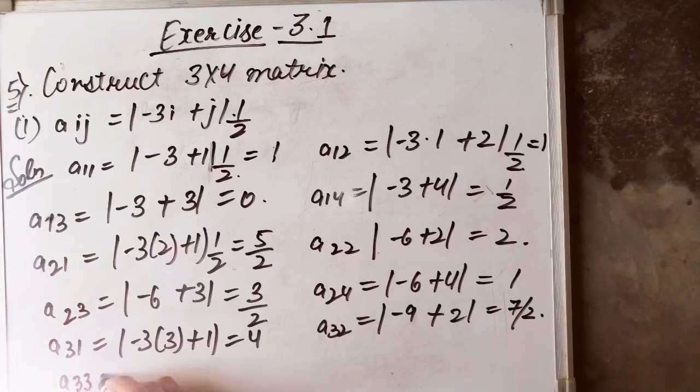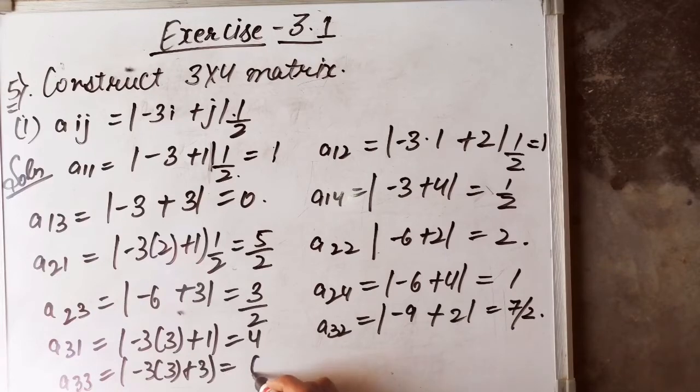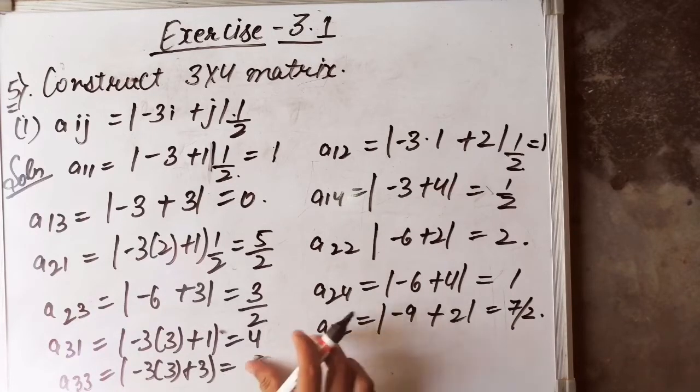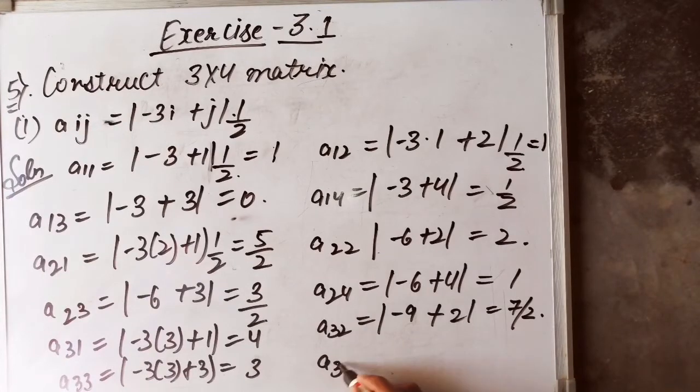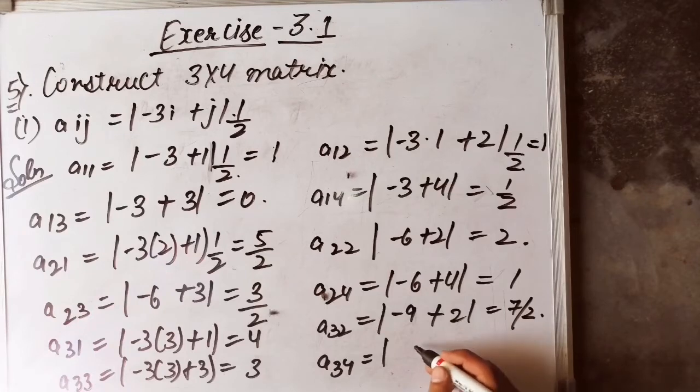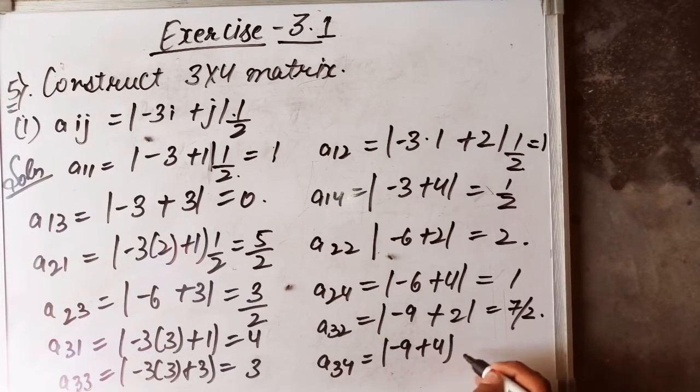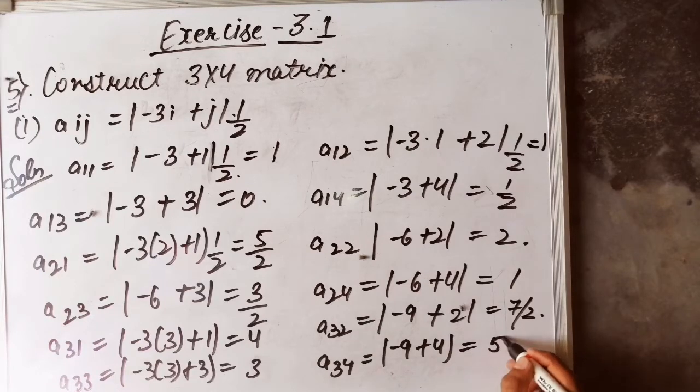A33 is minus 3 into 3 plus 3, which gives us minus 6 or 3 after dividing. The last element is A34, which gives us minus 9 plus 4, which gives us 5 by 2.